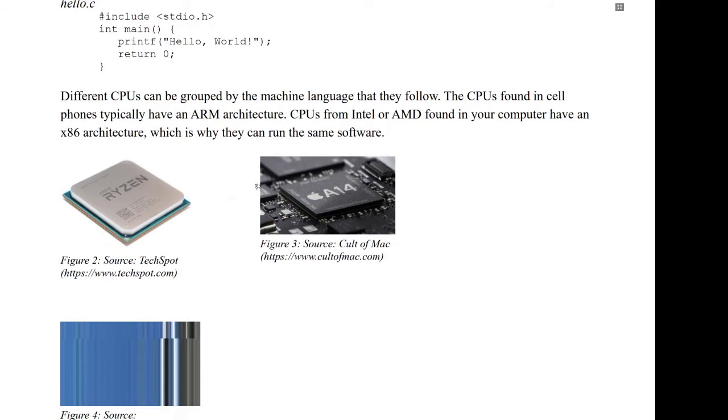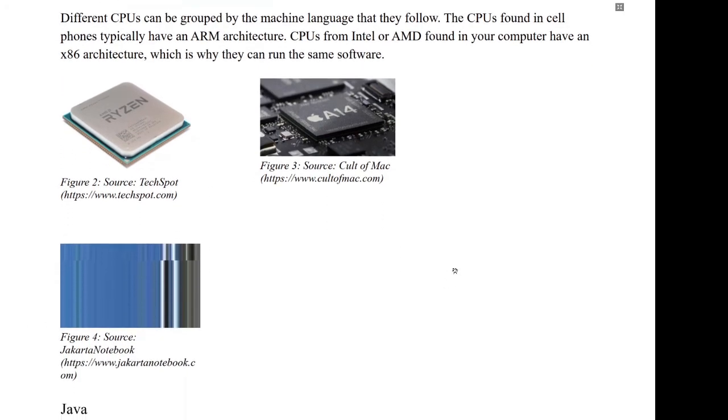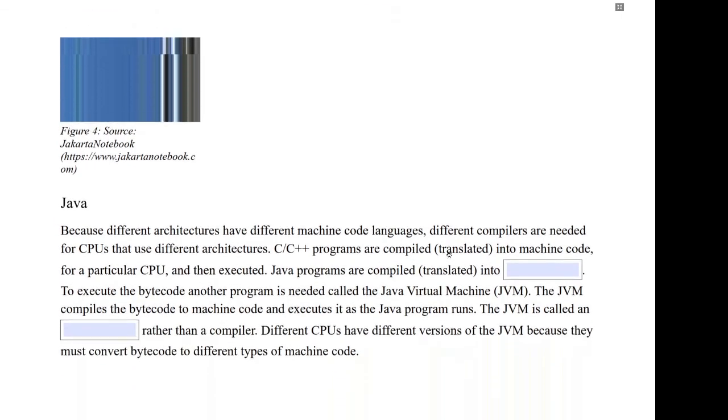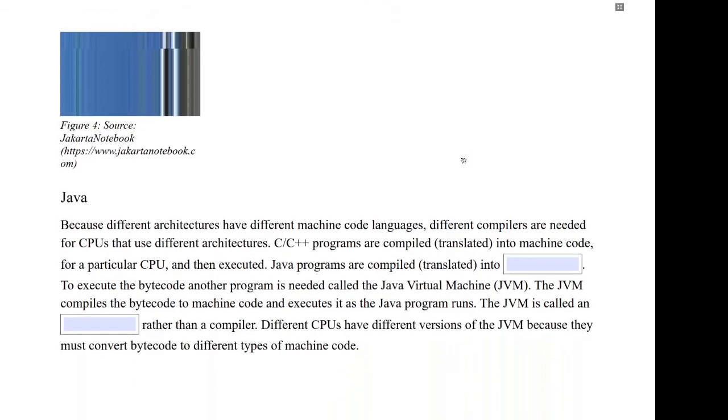Different CPUs can be grouped by the machine language that they follow. The CPUs found in cell phones typically have an ARM architecture. CPUs from Intel or AMD found in your computer have an x86 architecture, which is why they can run the same software. Because different architectures have different machine code languages, different compilers are needed for CPUs that use different architectures. C and C++ programs are compiled or translated into machine code for a particular CPU and then executed.